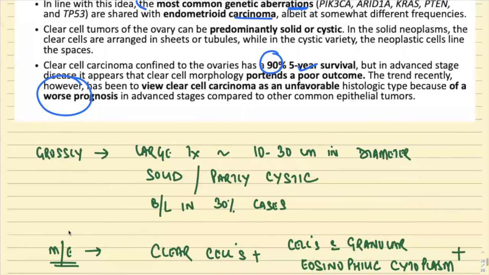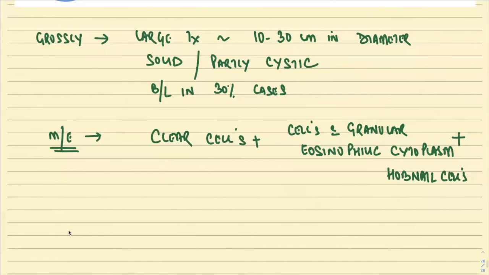So grossly, these are very large tumors, around 10 to 30 centimeters in diameter. They are bilateral in 30% of cases. They can be solid and partly cystic. Microscopically, they have clear cells, and they also have cells with granular eosinophilic cytoplasm, or they have hobnail cells.